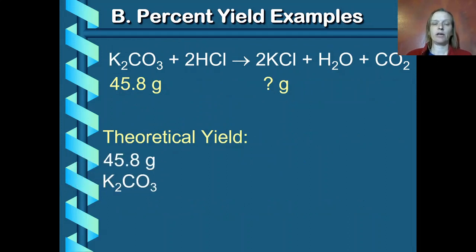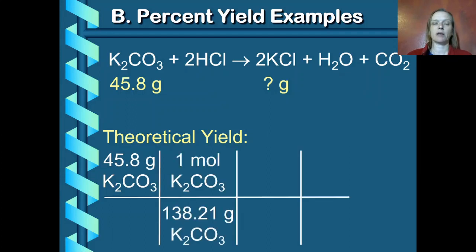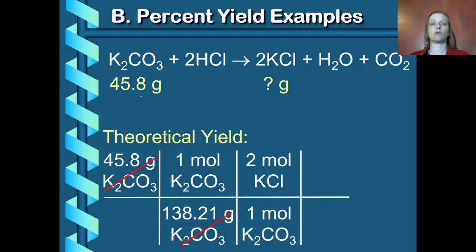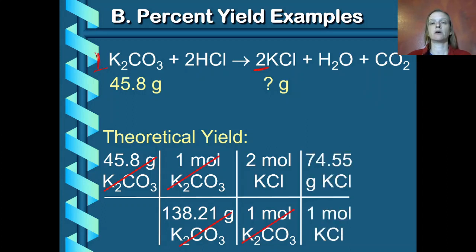I start with 45.8 grams, then I insert my conversion factors. Grams to moles of that same substance, potassium carbonate. Now I need to switch from potassium carbonate to a different substance, so I use my mole-mole ratio from the balanced equation. 1 mole of potassium carbonate for every 2 moles of potassium chloride. Those values cancel out. My last step is to convert to grams of my unknown substance. The moles cancel out. 1 mole of potassium chloride has a mass of 74.55 using the masses on the periodic table.